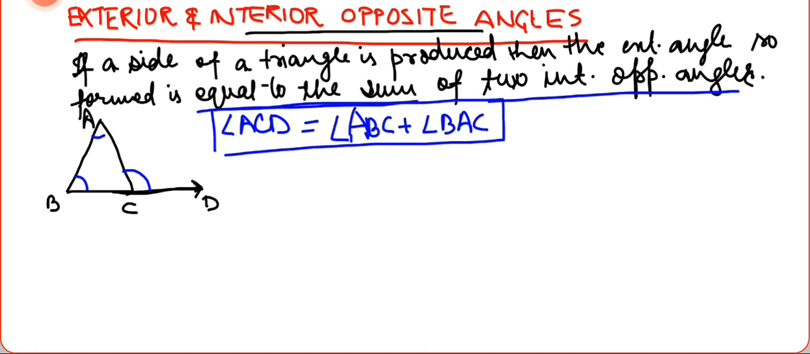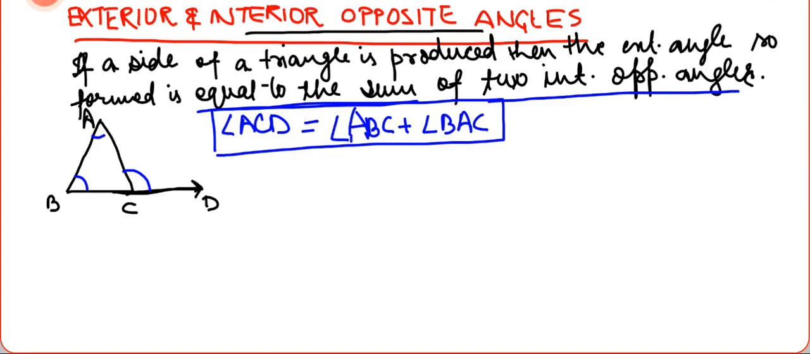Okay. So before moving to the proof of the theorem, we have discussed what we have to prove. Now we have to prove that in this case the exterior angle ACD is equal to the sum of the two opposite interior angles. And here in this case the two opposite interior angles are ABC and BAC.